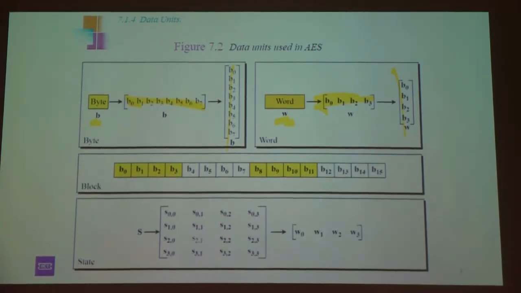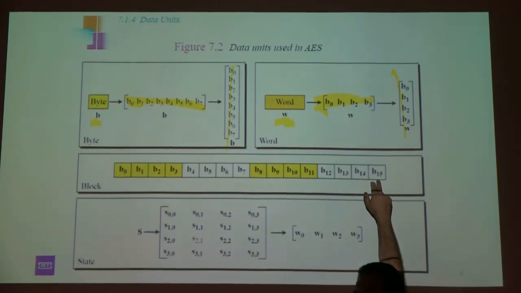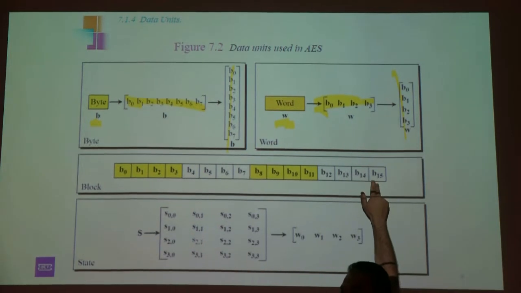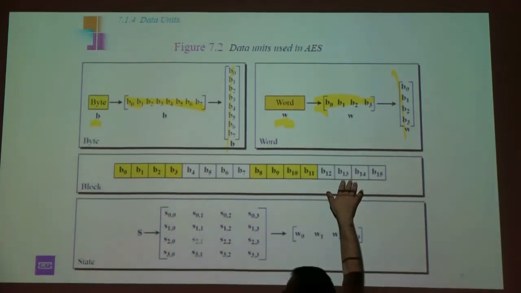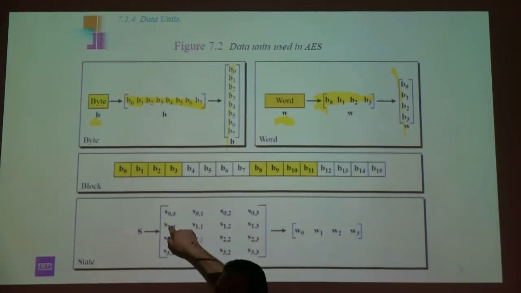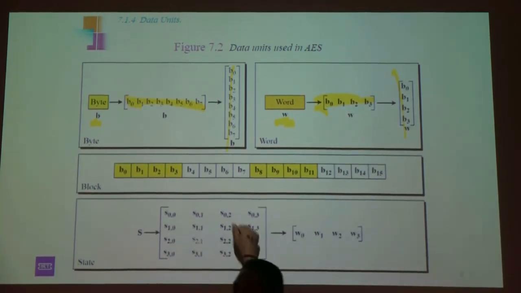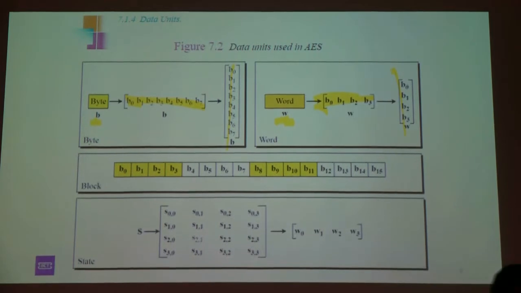Many times, when we try to play with it, we arrange it differently in a state. That's exactly how a state is set, in the same order. We start from B0 until B15, not B15 first: B0, B1, B2, B3, B4, and so on and so forth.